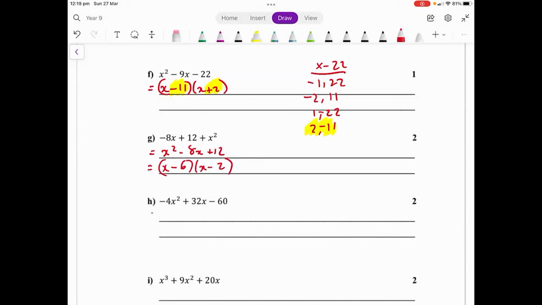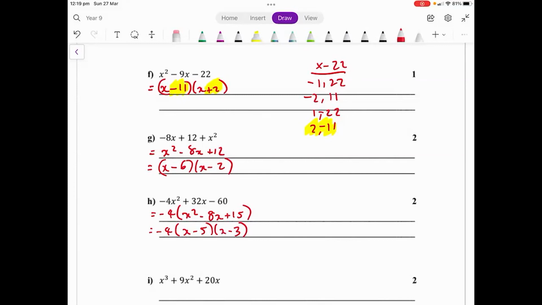Question H, I'm going to take out a common factor first. Taking out your minus 4 leaves you with x squared minus 8x plus 15. Then you can factorize that monic trinomial. That gets you minus 4, and then in brackets x minus 5, x minus 3.